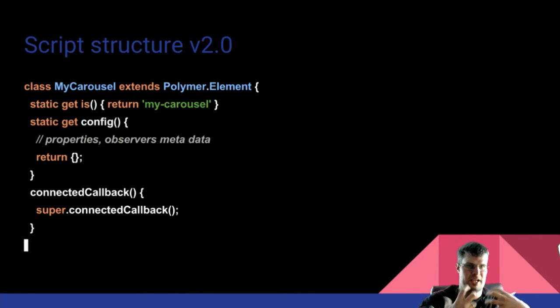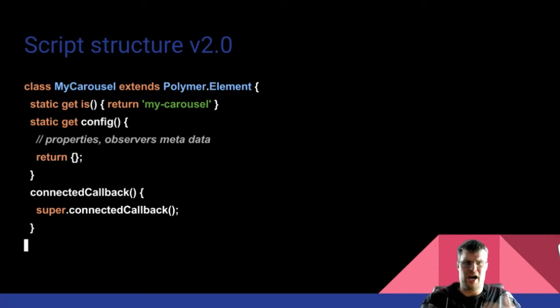So a vanilla web component extends the HTML element class, and the Polymer element extends that class as well, so it gets all the different functions and all the different attributes of that class. And that class has a lot of different callbacks. We have the connected callback, the disconnected callback, the attribute changed callback, and so on.